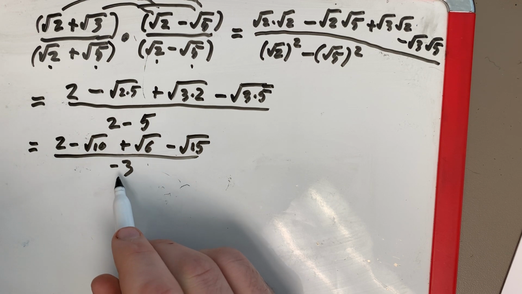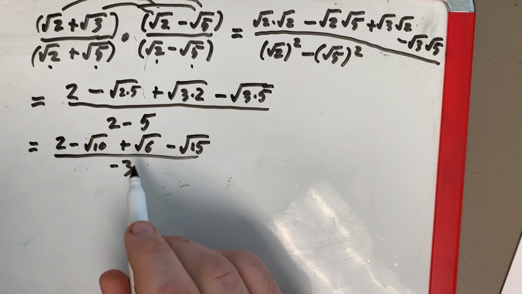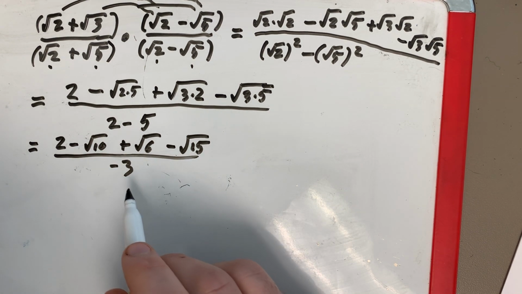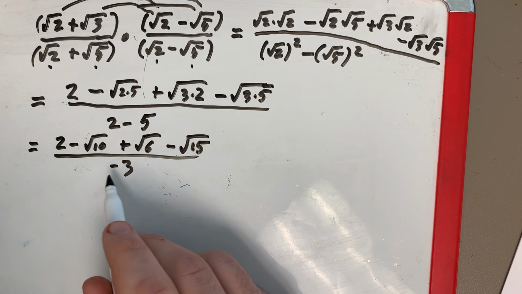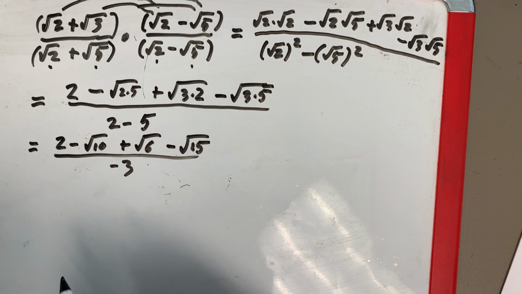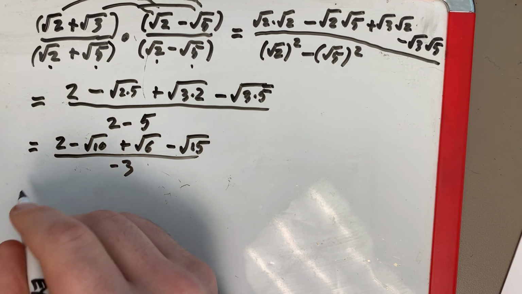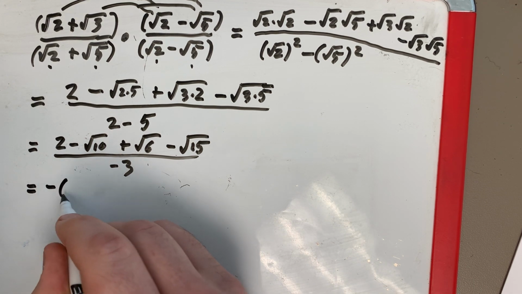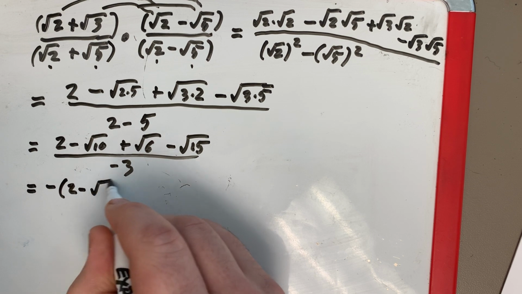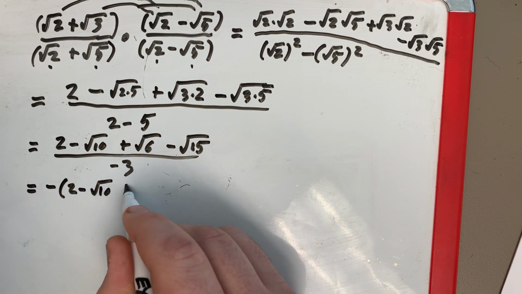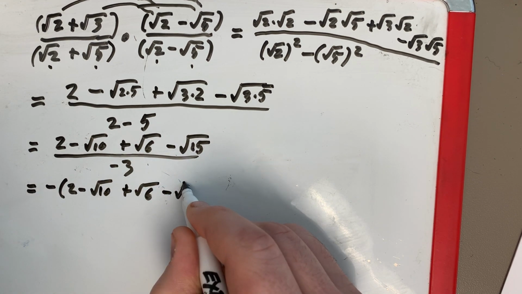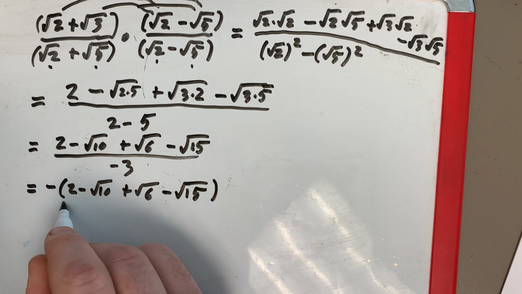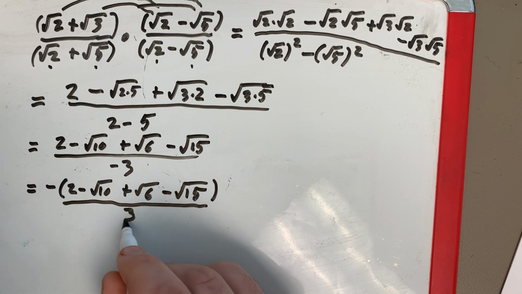But I do have a minus sign here in the denominator. I can't cancel this 3 with anything, so it's stuck here in the denominator. But this minus sign I can pull up top, because division by -1 and multiplication by -1 are going to give me the same thing. So this is the same as minus, 2 minus root 10 plus root 6 minus root 15, all over 3. Same thing.